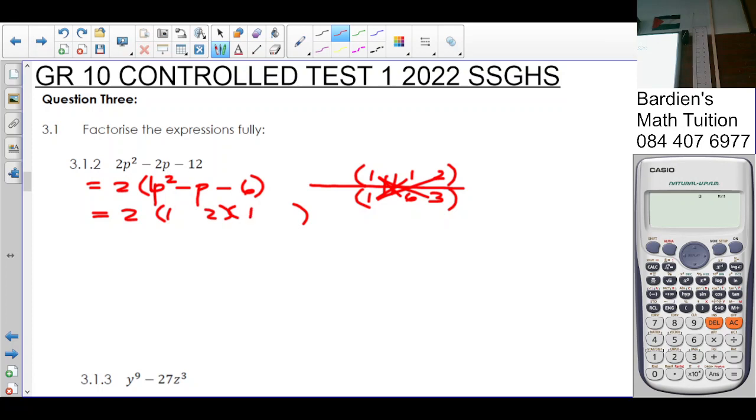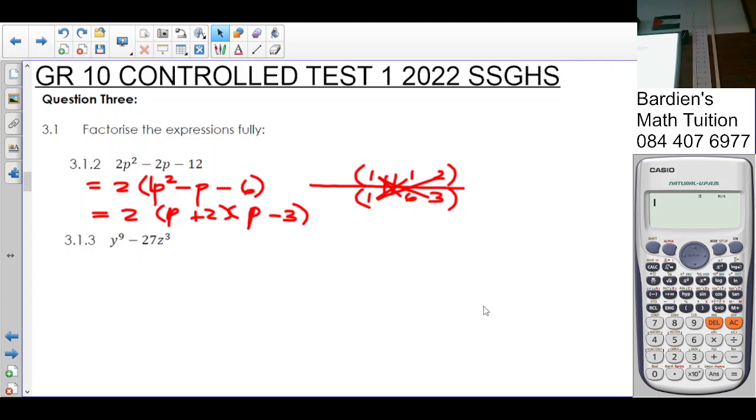So 1 and a 2, or 1 and a 3. P squared, so it's going to be a p and a p. What about our signs? One plus, one minus. The bigger product must be? Negative. So negative first. You all agree with that? Let's look at the next one.